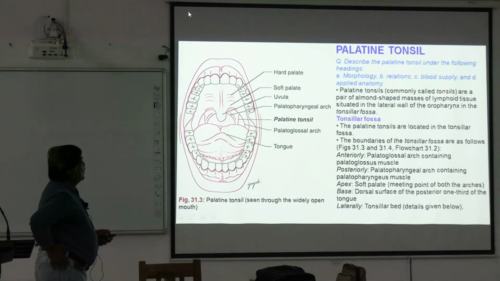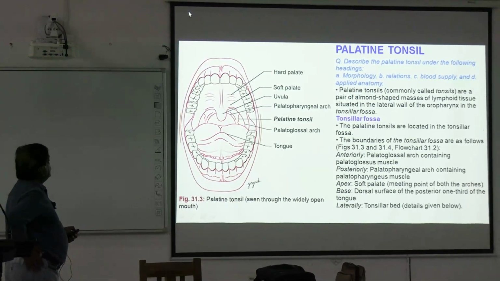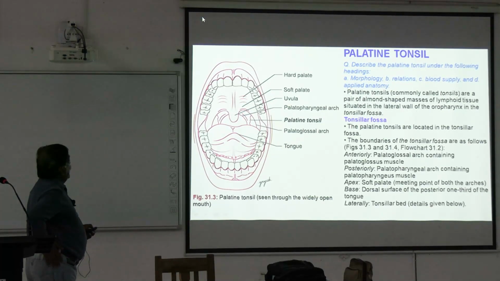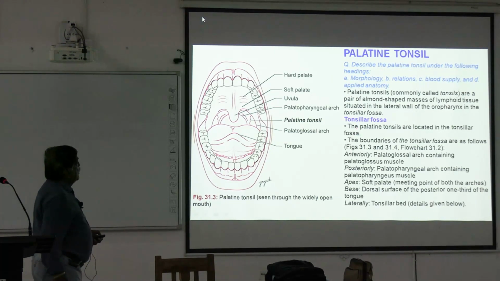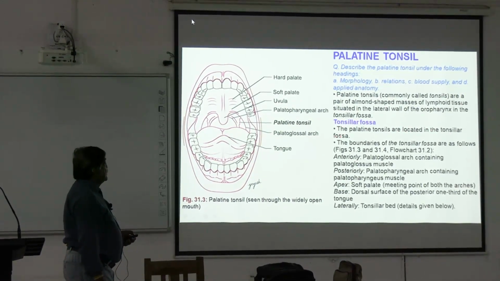Palatine tonsils, commonly called tonsils, are a pair of almond-shaped masses of lymphoid tissue situated in the lateral wall of the oropharynx in the tonsillar fossa. These are the palatine tonsils. This is the uvula, this is the soft palate, this is the hard palate. Now, this is the palatopharyngeal arch, this is the tongue, this is the mandible with the teeth. Now, palatine tonsils are located in the tonsillar fossa.